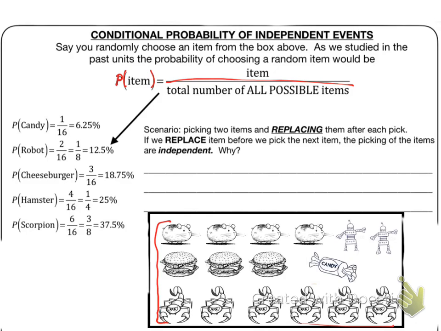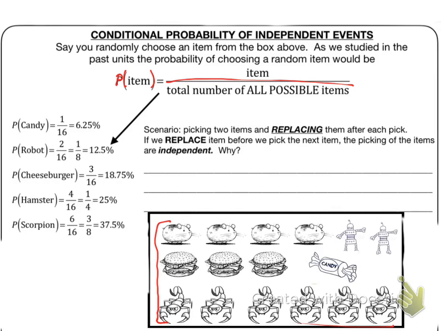So we go in for our first pick. Let's say we pick a cheeseburger. We're a little hungry. Remember, you're not looking at it. This is random. So you go in, you pick out a cheeseburger. Hopefully you're not picking out a scorpion. So you pick out this cheeseburger, and you look at it, and you say, oh, it's not that good. And you put it back into the bag.